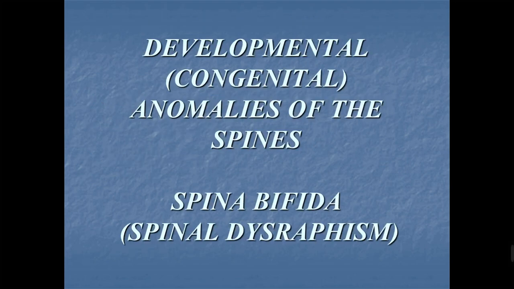Now I go to the second subject, which is correlated with this subject, which is developmental congenital anomalies of the spine. You would say, what is the relationship between spina bifida or spinal dysraphism, the disease of the spine, and hydrocephalus? I'll tell you later on. Now, what do I mean by anomaly? This is an anomaly of spina bifida.